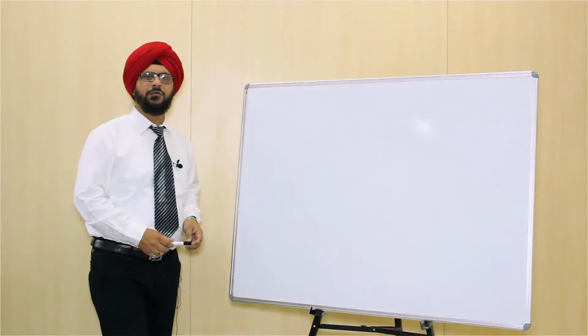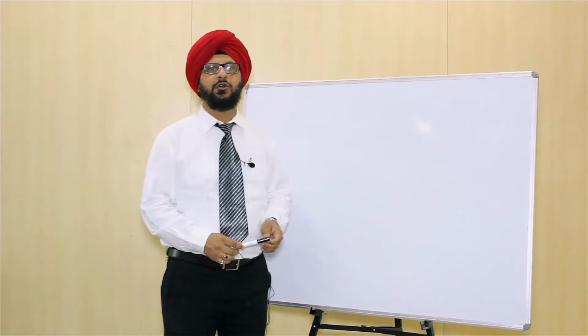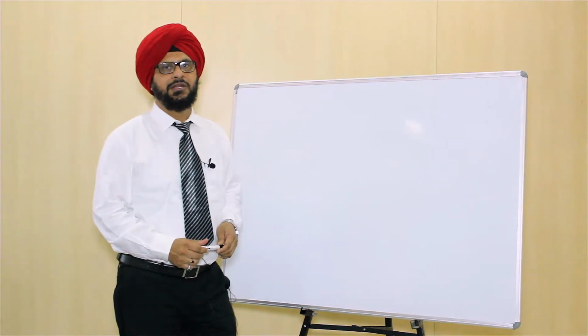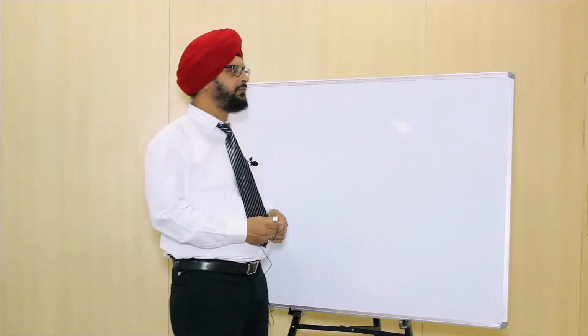Now there was a query from a student that he was not able to understand the knockout criteria for site selection by reading the material. I would like to explain it with an example.